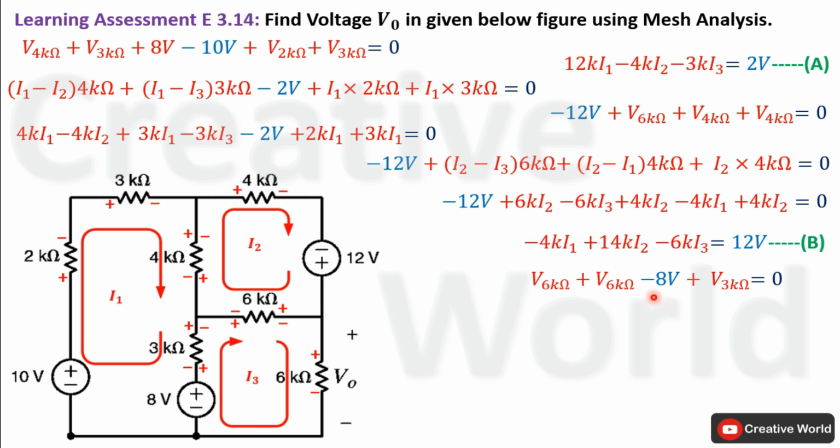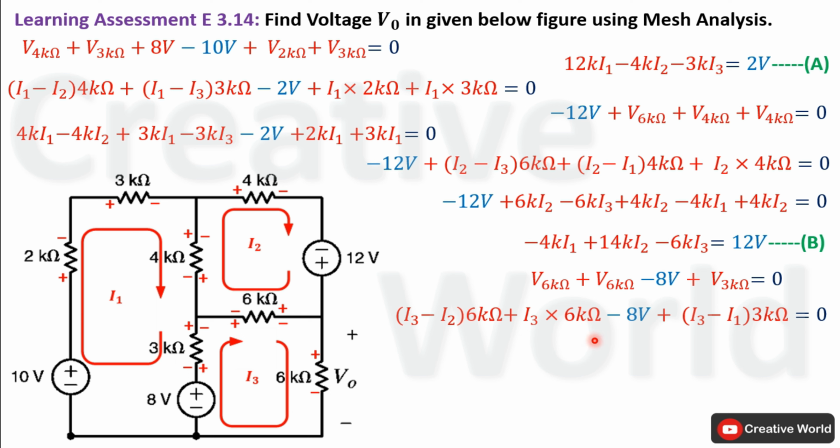Now replace these voltages with their equations. Voltage across 6 kilo ohm resistance will be equal to the difference of these two currents multiplied by the value of resistance, but this time current I3 minus I2 will be taken because we are in mesh 3 and we are considering current I3 through this resistance is larger than current I2. Here voltage across this 6 kilo ohm resistance will be equal to the product of current I3 and 6 kilo ohm. Similarly, voltage across this 3 kilo ohm resistance will be equal to current I3 minus I1 multiplied by the value of resistance 3 kilo ohm.